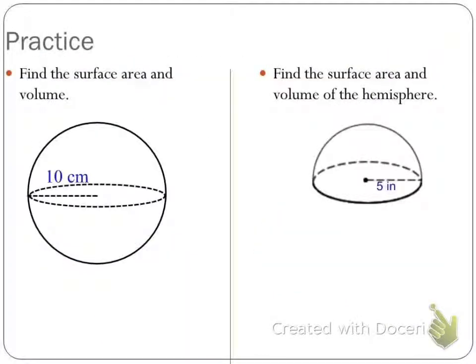Okay, let's look at 2 more examples here. So we're going to find the surface area and volume of a sphere, and then we're going to deal with a hemisphere. So maybe you pause the video here, try the one on the left, see if you can figure out the surface area and volume, and then we can check your answer.